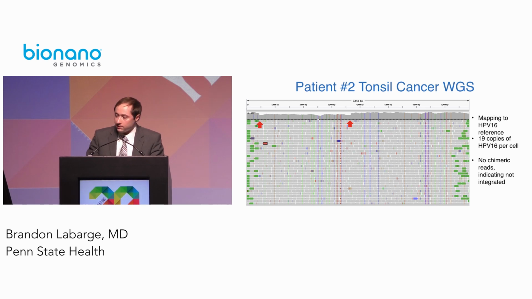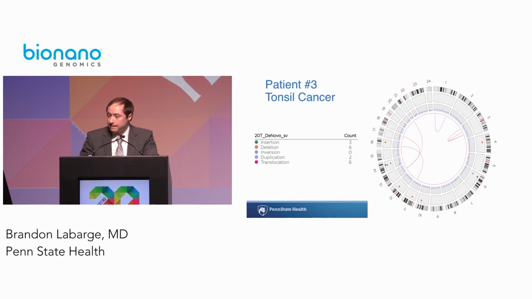If you look at the whole genome sequencing, this maps to the HPV16 reference. And we can see good mapping overall, except for a region denoted within the arrows of some decreased mapping, but we don't detect any chimeric reads. And so this indicates that this is not integrated into the genome, and so this would be more consistent with an episomal form of HPV.